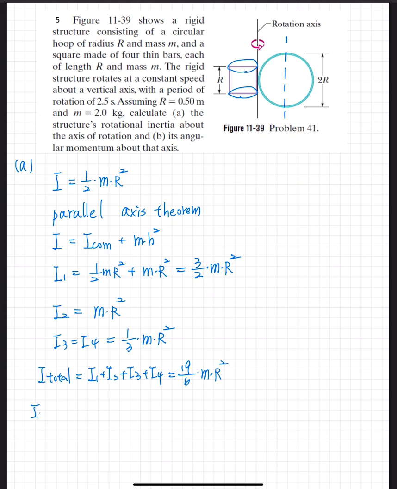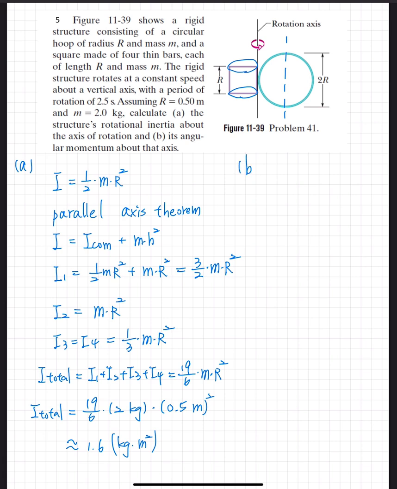So we can get the answer, with the mass 2 kilograms and the radius 0.5 meter squared. So we get the answer is about 1.6, and the unit is kilogram times meter squared. And this is the part A answer.